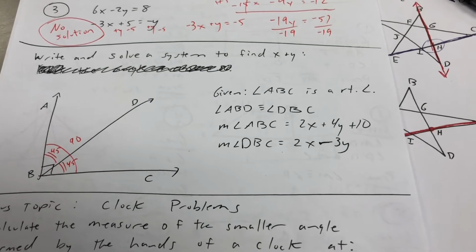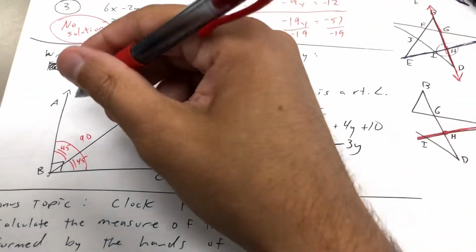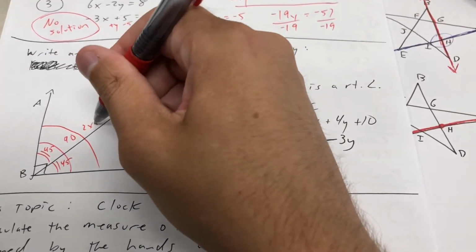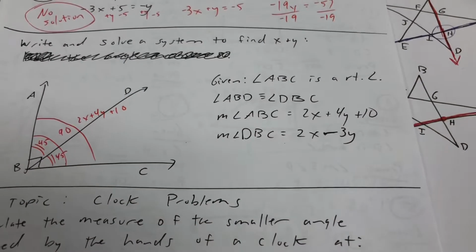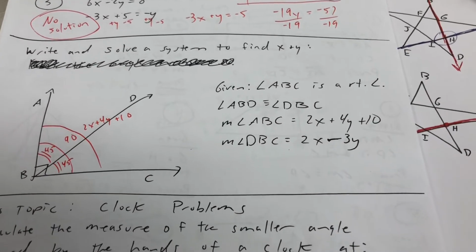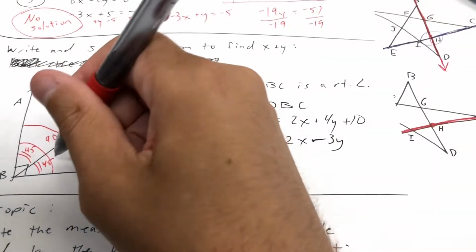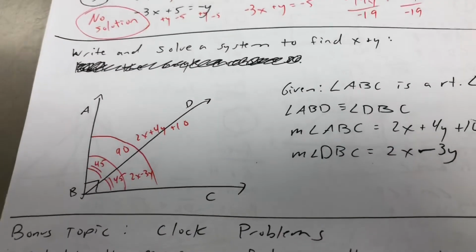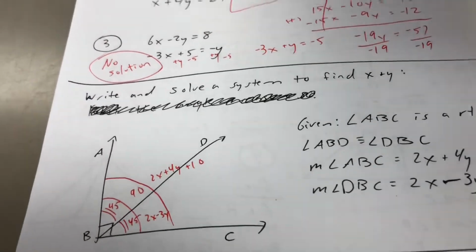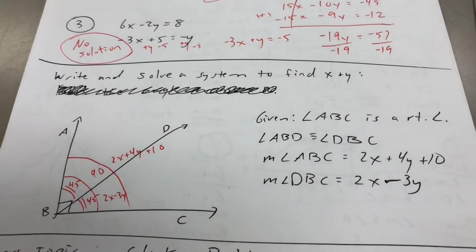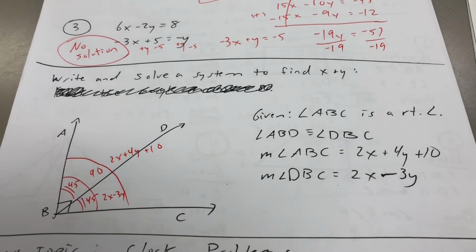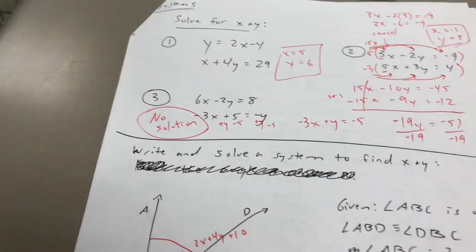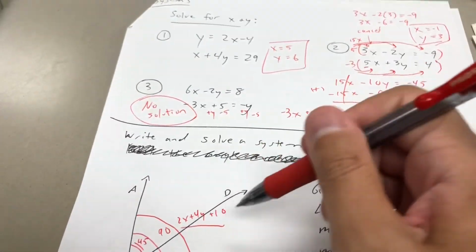The measure of angle ABC, which is the big angle, is 2x plus 4y plus 10. Okay, and then the measure of angle DBC is 2x minus 3y, and that's that lower one. And I need to write an equation here, okay? So the one that really jumps out at me, that original angle is a right angle. And so let's take a look at that one first. That means that this is going to equal 90.